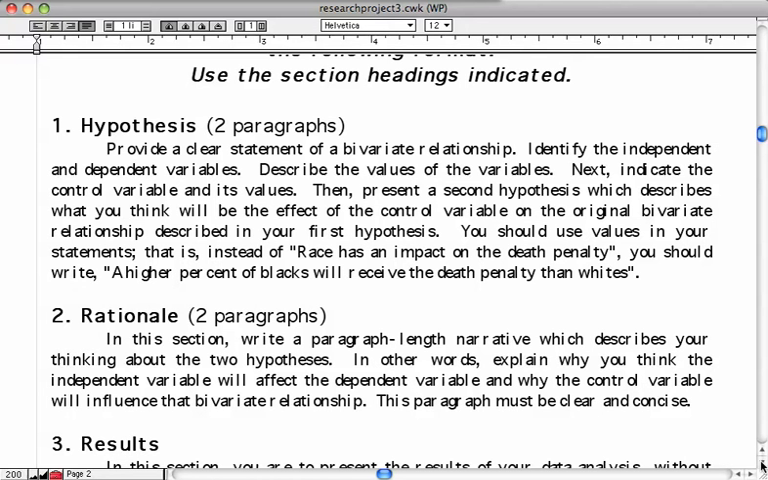And then present a second hypothesis, which describes what you think will be the effect of the control variable on the original bivariate relationship described in your first hypothesis. For example, you could use values in your statements. That is, instead of "race has an impact on the death penalty," you could write "a higher percentage of blacks will receive the death penalty than whites."